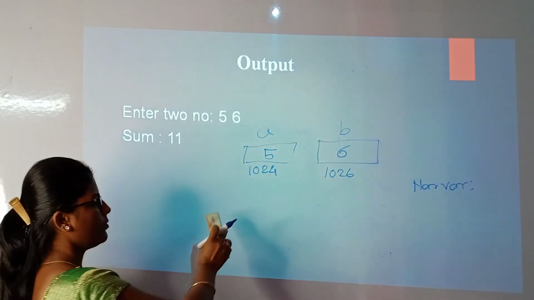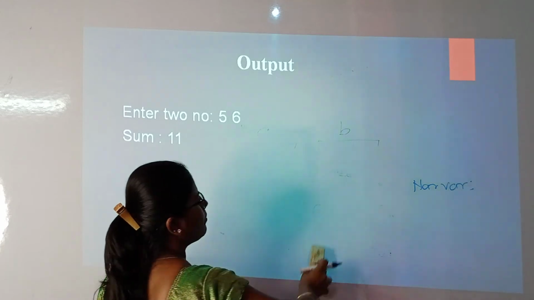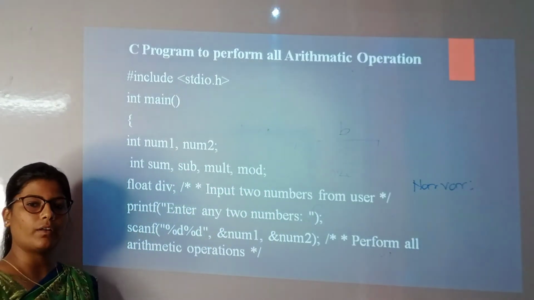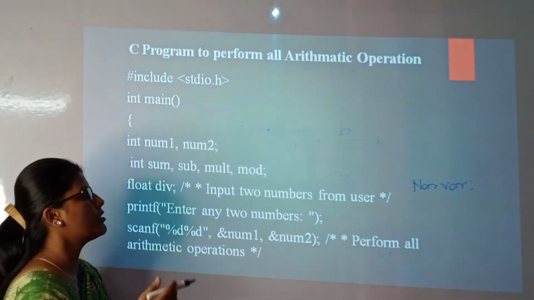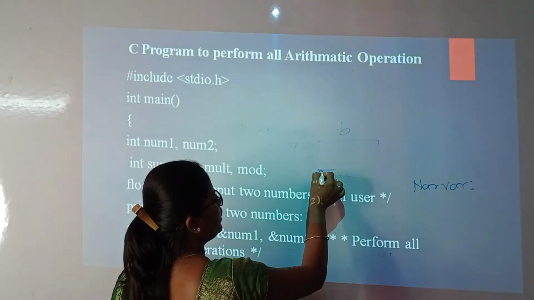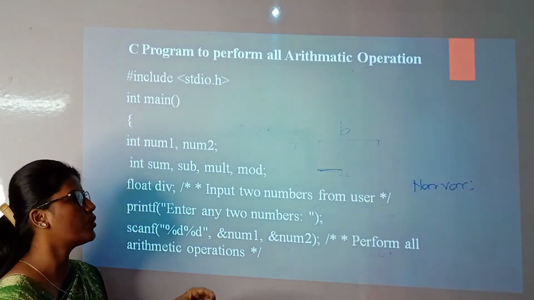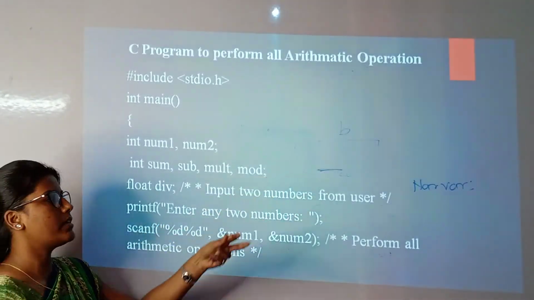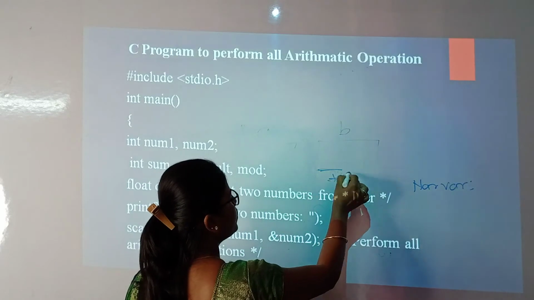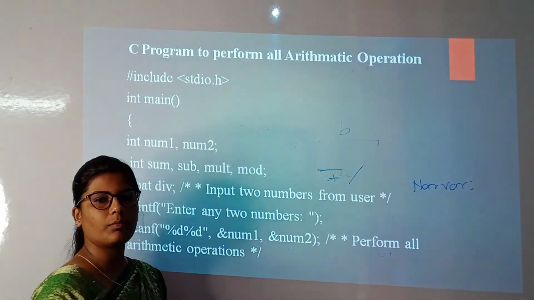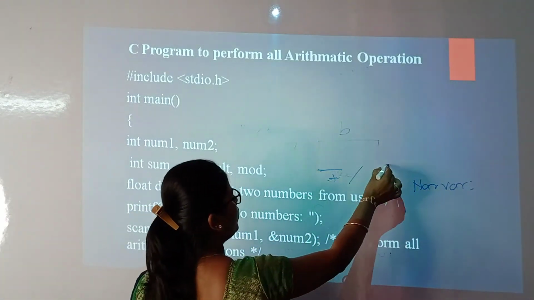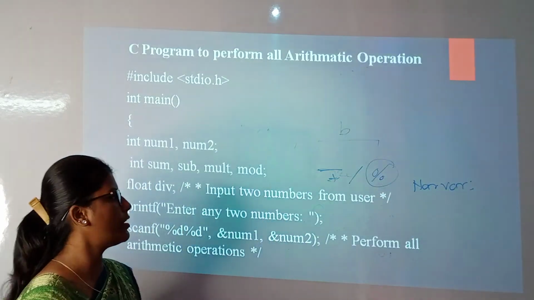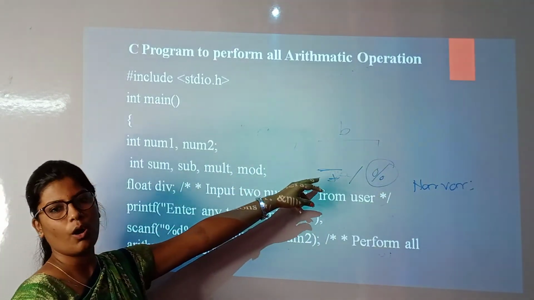Okay. Suppose we take another example, a minus b. Suppose I want to perform subtraction. What's the difference? We change only the operator. Okay. We use only the minus operator. For multiplication we use the multiply symbol, for division we use the division symbol, and another arithmetic operation is modulo division. Okay. The program is the same, but the difference is that we need to change the operator.